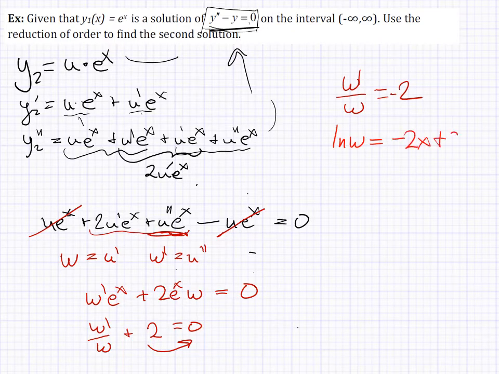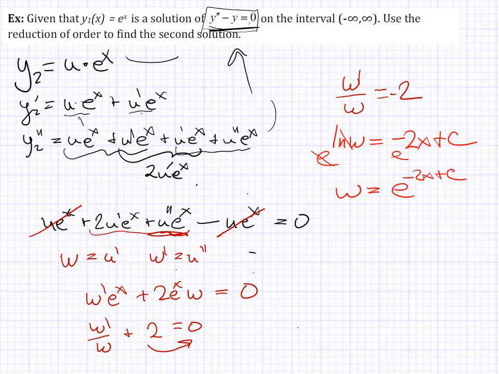Okay. I could do the plus c here. I could put the plus c in later. Doesn't really matter. I'll put the plus c in here for now. So then what we're going to do is exponentiate both sides. So e on this side, e on this side. That's going to give me w equals e to the minus 2x plus c.